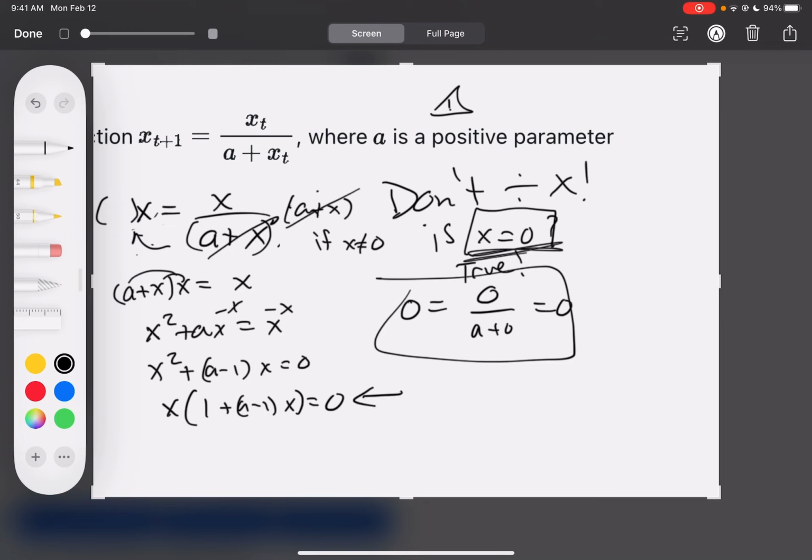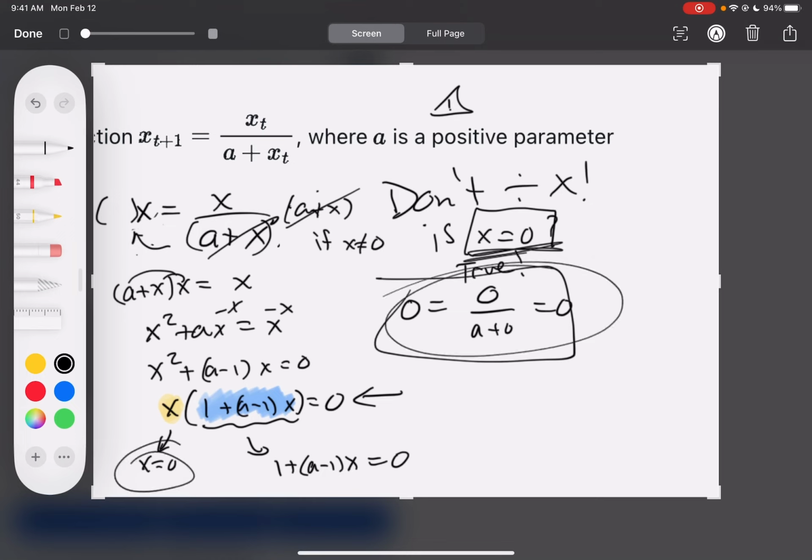Okay, how can this happen? We have one number and another number, and they are being multiplied to get 0, right? Well, either this number is 0 or this number, 1 plus a minus 1 x, is 0. Those are the two cases. x equals 0, we saw that before. That is one of the solutions.